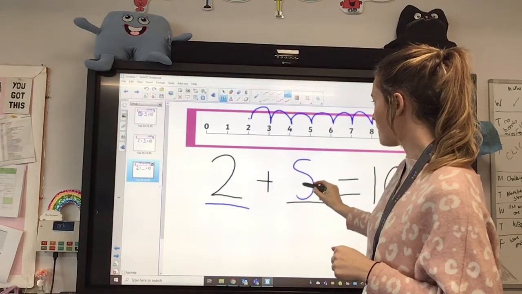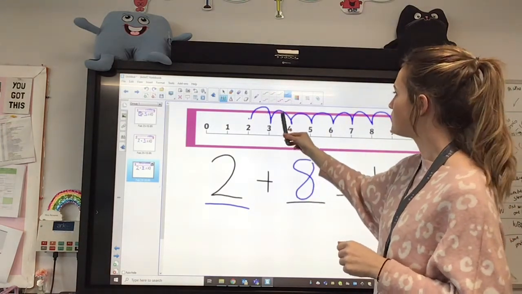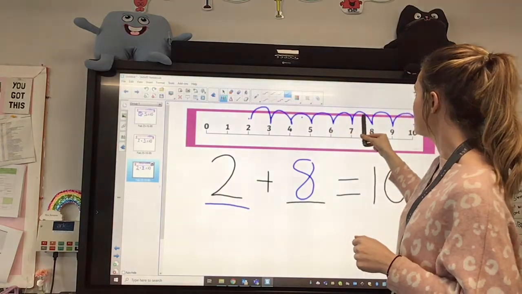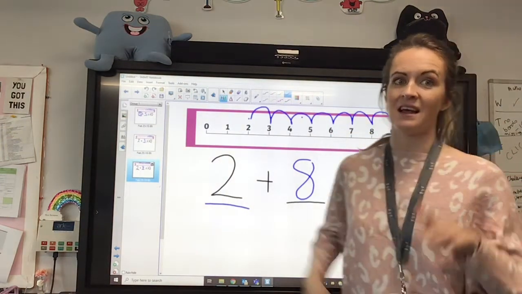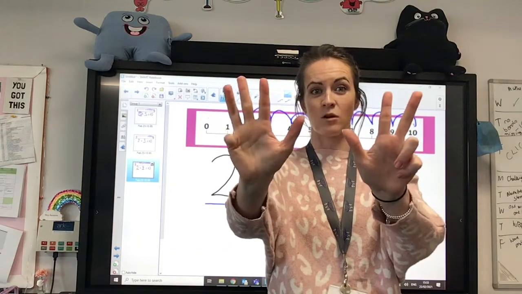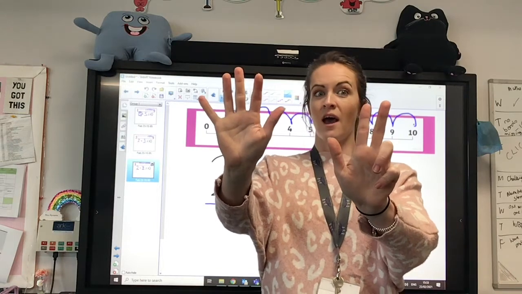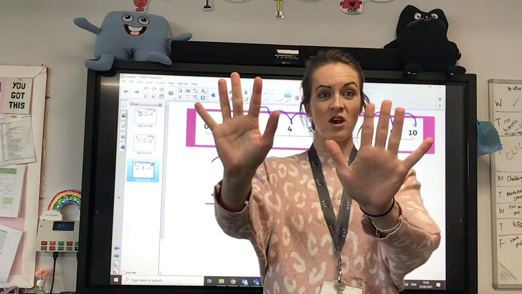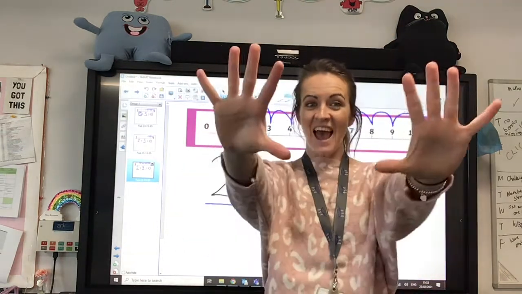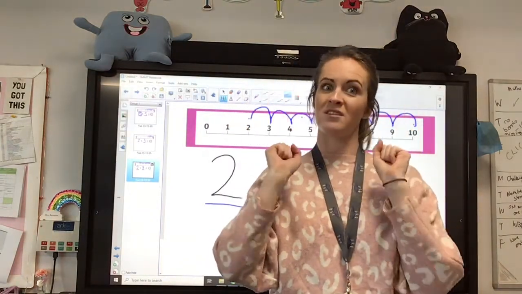Let's write that in our box. Let's just check we did 8 jumps to make sure we were correct. 1, 2, 3, 4, 5, 6, 7, 8. Okay, let's check with our fingers to make sure that 8 add 2 equals 10. So we've got 8. 1, 2, 3, 4, 5, 6, 7, 8. Have we got 2 down? Okay, so let's add 2 more. 1, 2. How many have I got altogether? 10. So 2 add 8 equals 10.